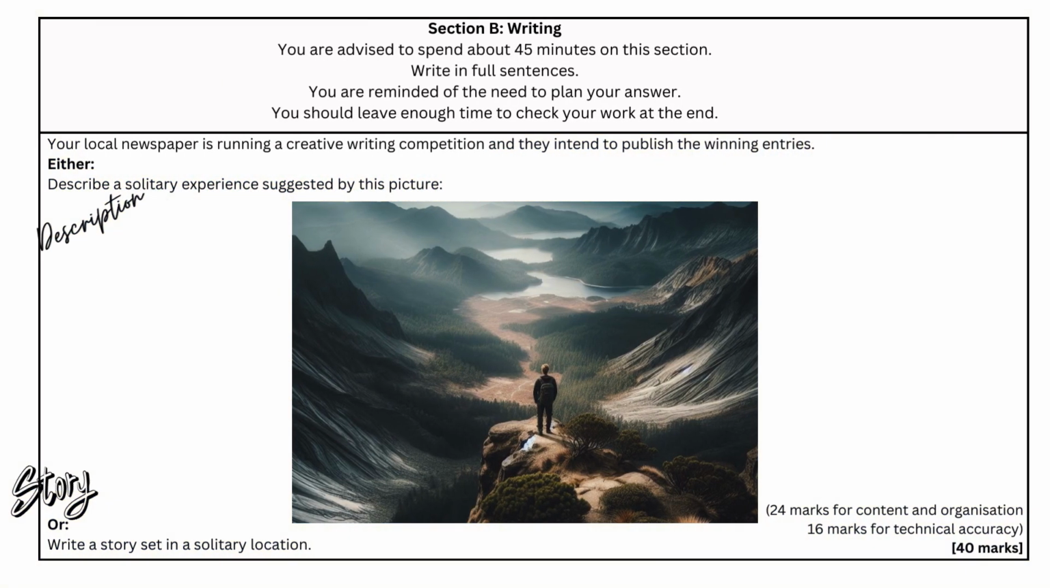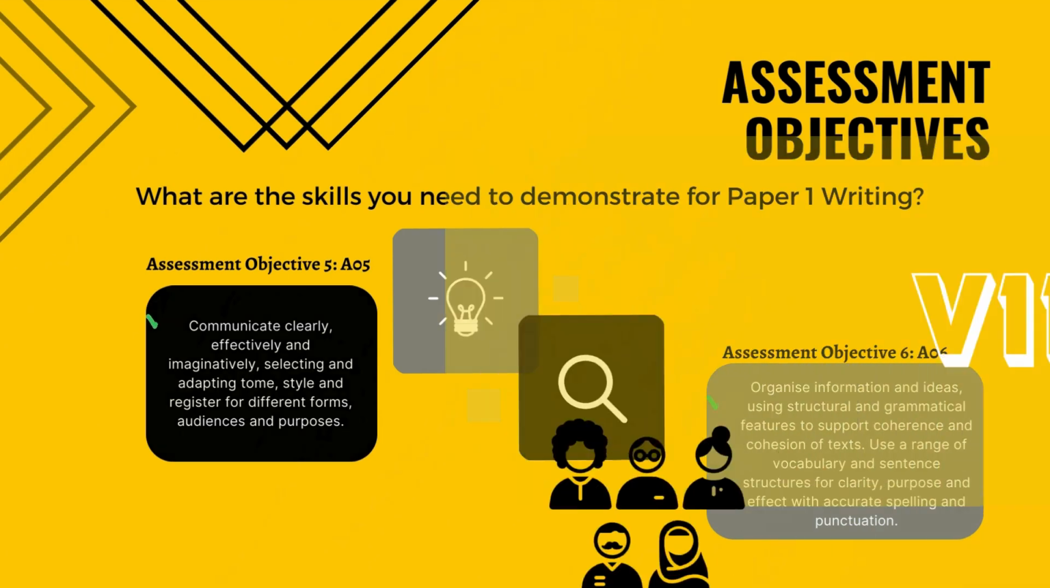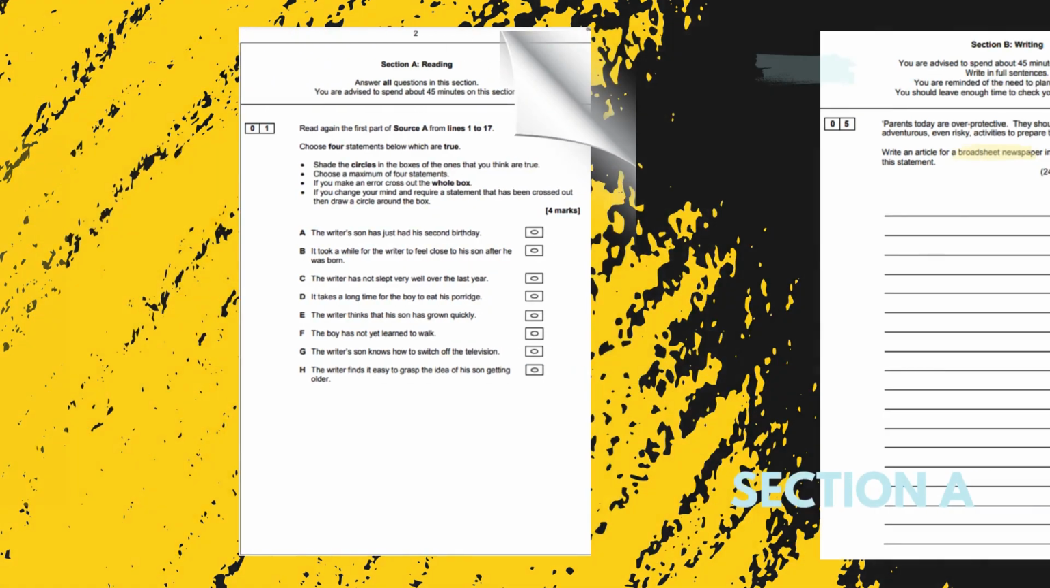Section B of the paper, Creative Writing, is 50% of Paper 1, requiring candidates to write either a narrative or a descriptive writing task. Candidates are assessed for their ability to communicate clearly, effectively, and imaginatively whilst maintaining good punctuation, spelling and grammar, as shown on screen. For Section B, students are assessed for Assessment Objective 5, Content and Organization, as well as Assessment Objective 6, which is Technical Accuracy. Paper 2, Writers' Viewpoints and Perspectives, has a structure similar to Paper 1.